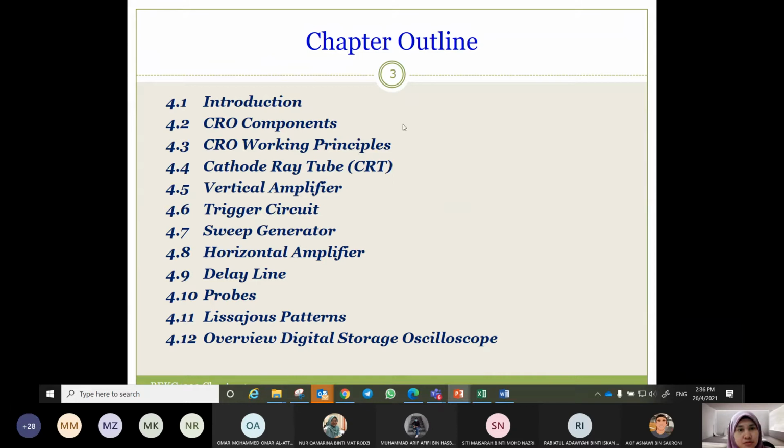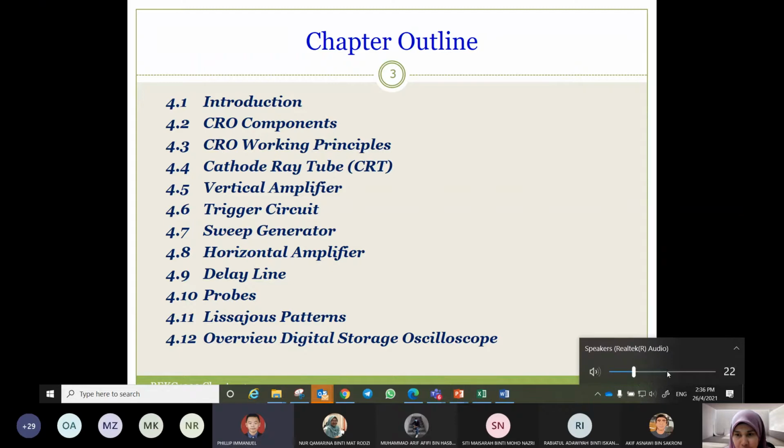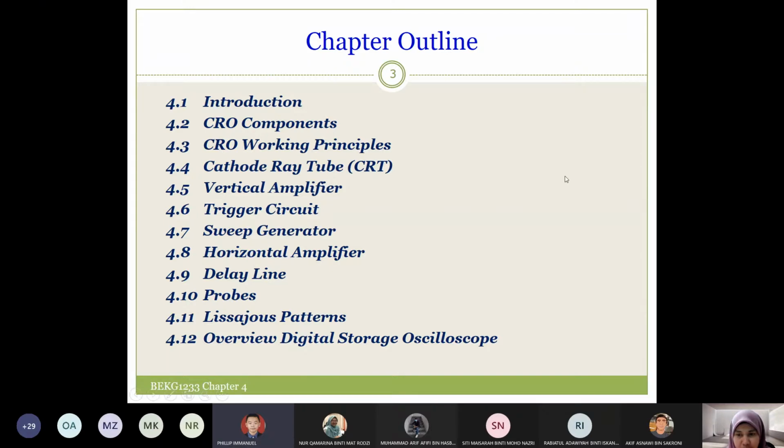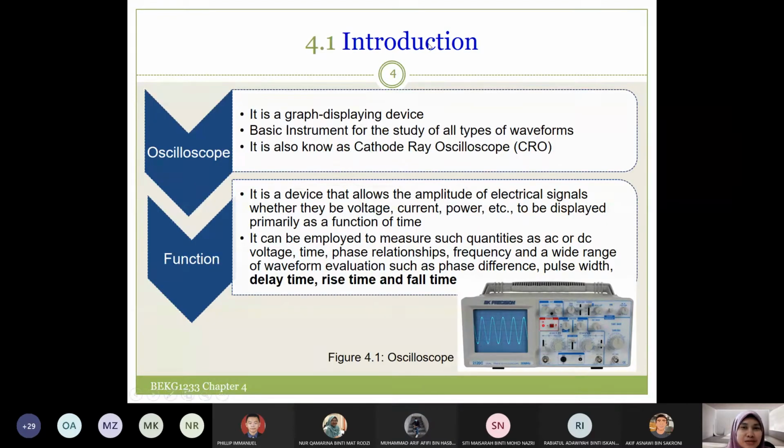Okay, so how many subtopics in this chapter? How many? How many? 12. Pardon? 4.1 to 20. So how many subtopics in this chapter? If you look at this slide, 11. Okay, just to trigger you so that I know you are with me and listening to my lecture.